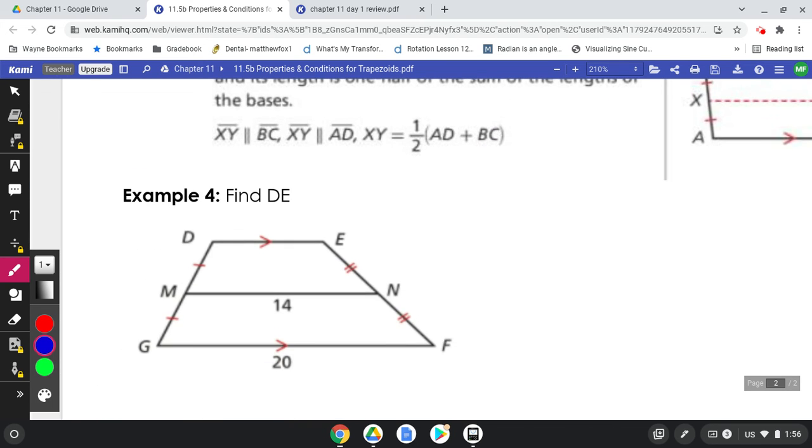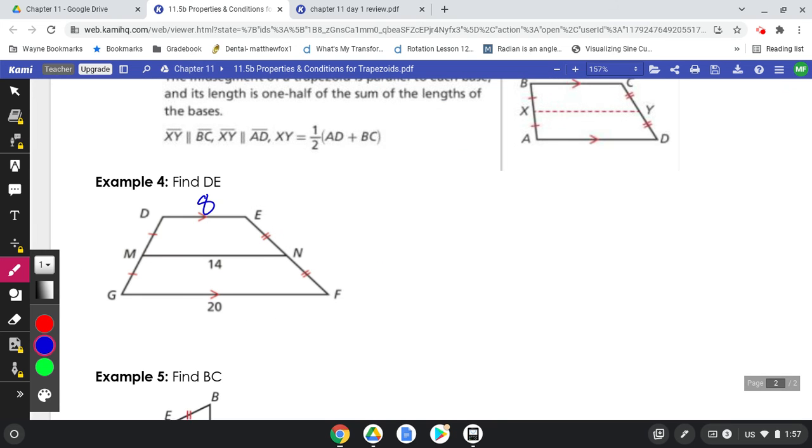Now, if we look here, if this is 20, we know the mid-segment's 14. We know this is a difference of 6. So from 14, we'd also have to have a difference of 6, which would be 8. If you want to double check it, add 8 plus 20, that's 28. Divided by 2 leaves us with 14.